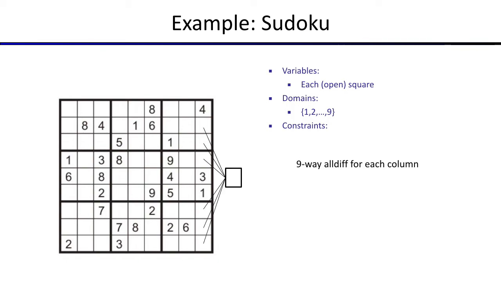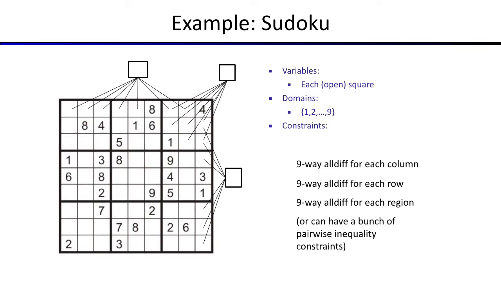there are 2 different ways you can write it. I just said the pairwise inequality constraints. This one can't be the same as what's here, here, here, etc. Can't be the same as what's over here. And then there's a different way of formulating the problem: everything in this row must be different, this column I mean, everything in this row must be different, and everything in this 3x3 region must be different.